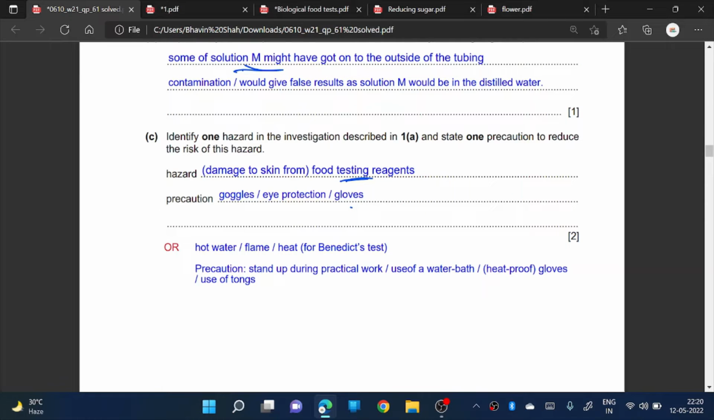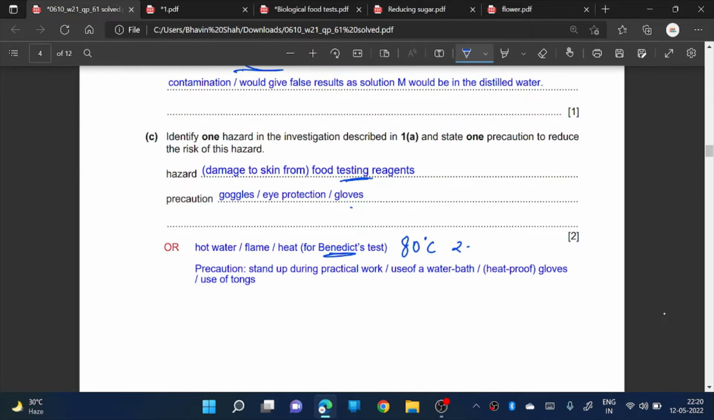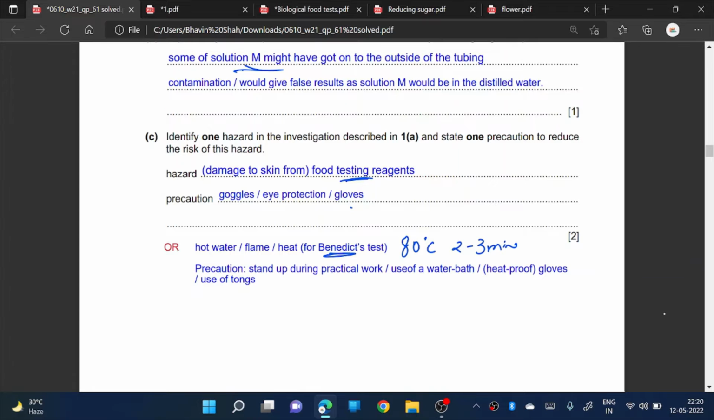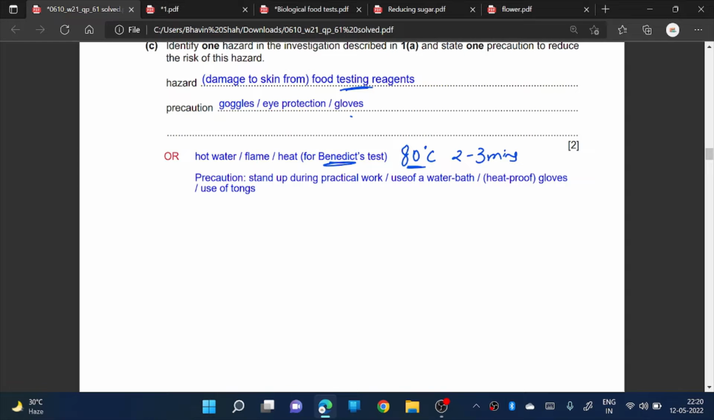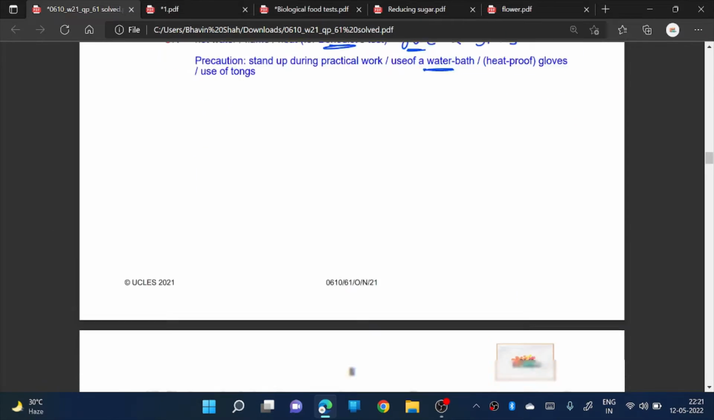There can be one more hazard where we are going to use the Benedict's test. In Benedict's test, as we know, the procedure is that you heat it in a water bath at 80 degrees Celsius for 2 to 3 minutes. So during this time there can be a hazard of hurting yourself. The water is hot, etc. So the precautions that you can talk about are to stand up during practical work, use of a water bath, use of gloves or use of tongs.